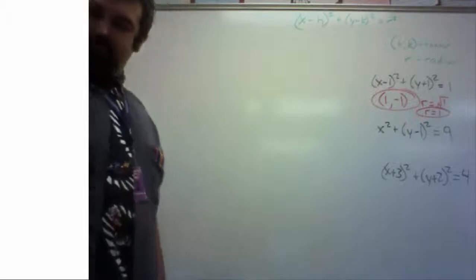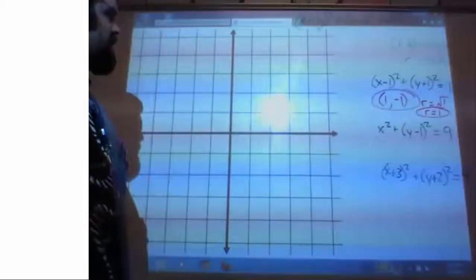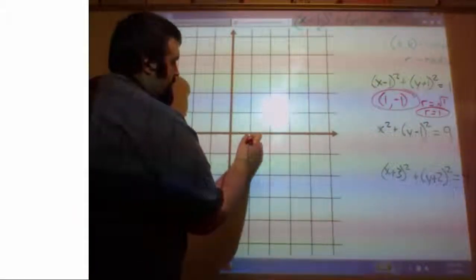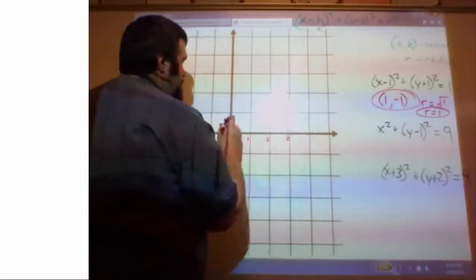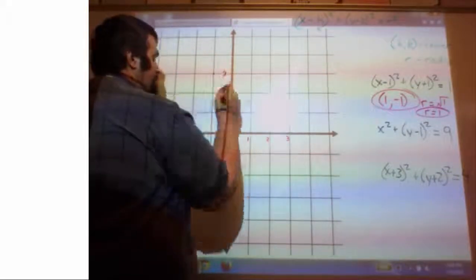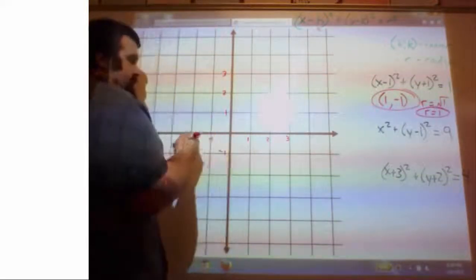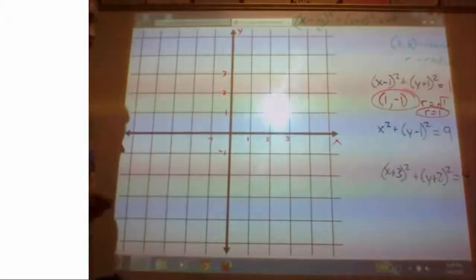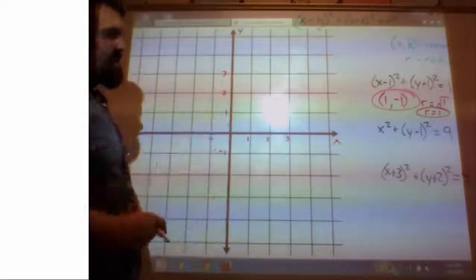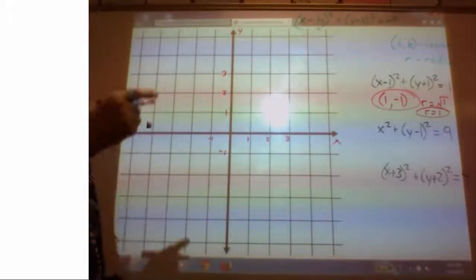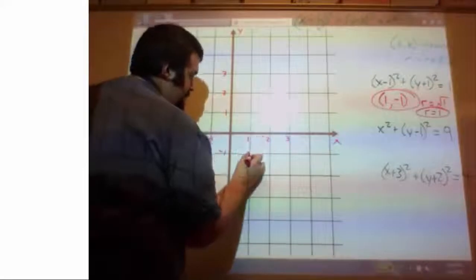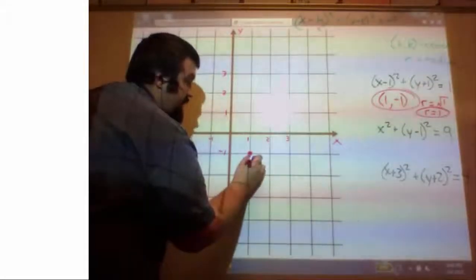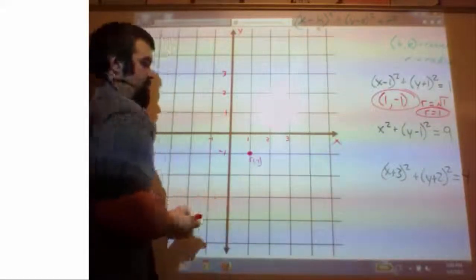Let's graph it. Now, in this coordinate grid, 1, 2, 3, 1, 2, 3, negative 1, negative 1, so on and so forth. This is my x and this is my y coordinate. So, the first thing I do, now that I've identified the center and I've identified the radius, is I plot the center. The center is 1, comma, negative 1. So this is my center, right there. And I'm going to label it 1, comma, negative 1.